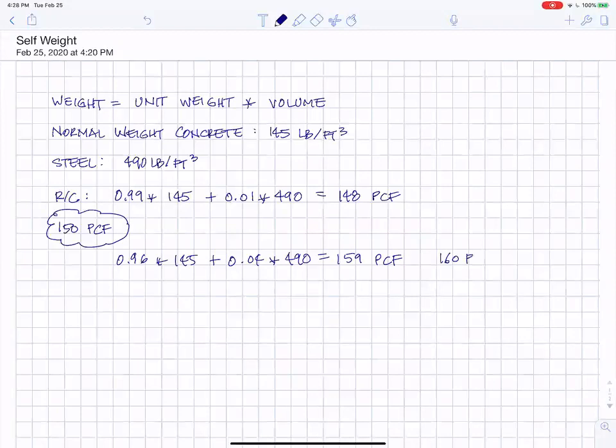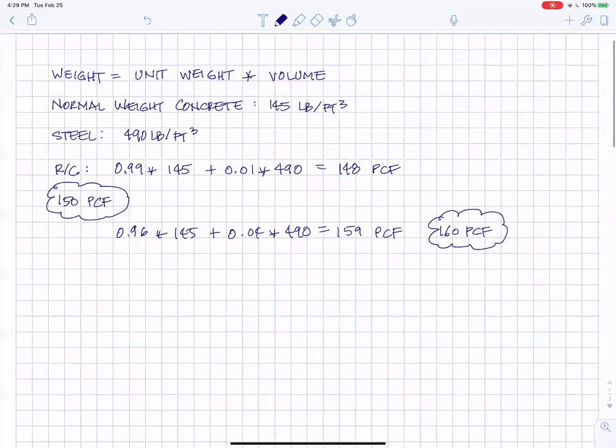You could do that if you want when you do your design project. I'm just using 150 for everything, but yeah, I've never done that before. Okay, so I'm going to just use 150 pounds per cubic foot, or 0.15 kips per cubic foot.